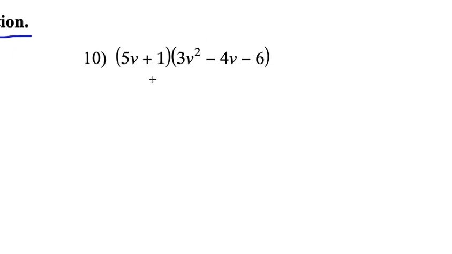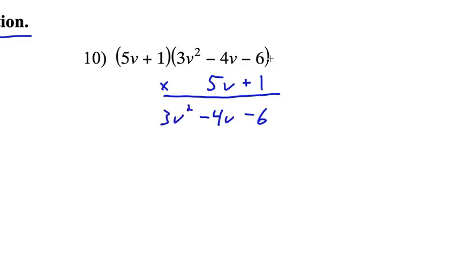And here's one more to try. So I'm going to line up my binomial underneath a trinomial and multiply. I'm going to start by multiplying each term in the trinomial by 1. So it'll be a negative 6, a negative 4v, and a 3v squared. So I just multiplied everything in the trinomial by 1. Now I'm going to multiply everything in the trinomial by 5v. So I'll have 3 more little multiplication problems, and I'm going to be careful to line up my like terms.